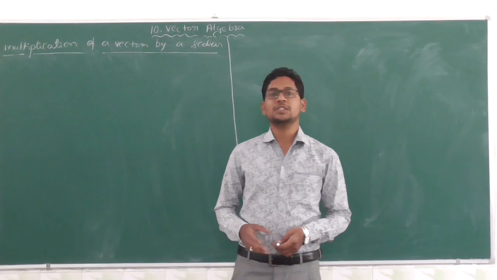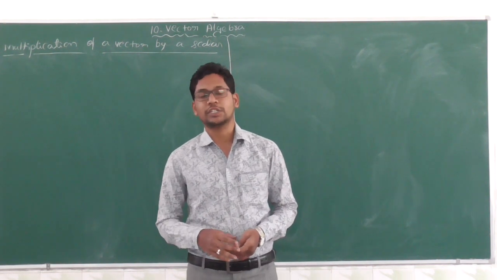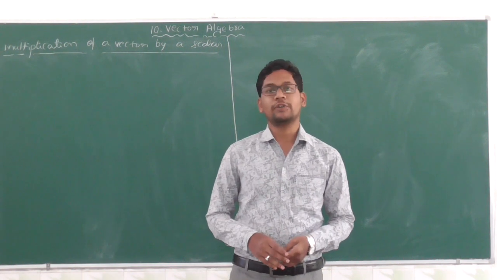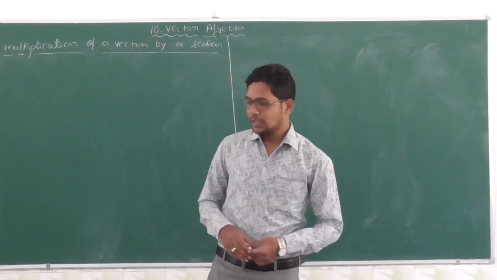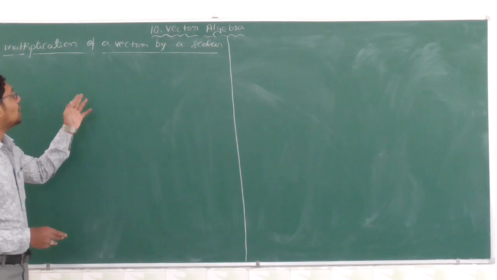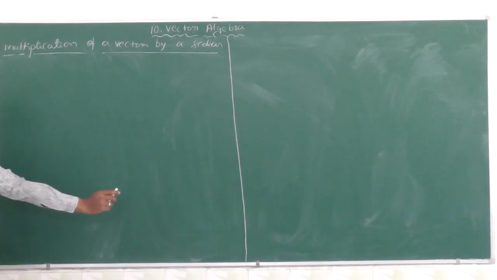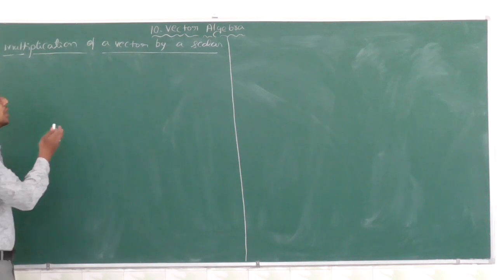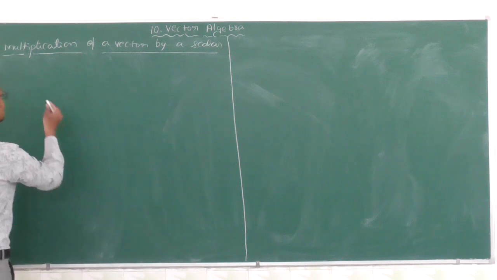In our previous class, we learned about the addition of vectors. In that, the triangle law of addition, the parallelogram law of vector addition, and properties also we have discussed, right? So in this class, we will discuss multiplication of a vector by a scalar. So what is meant by multiplication of a vector by a scalar?